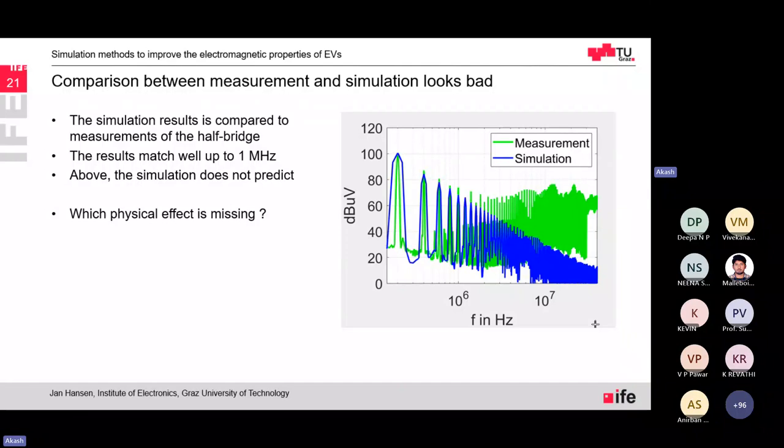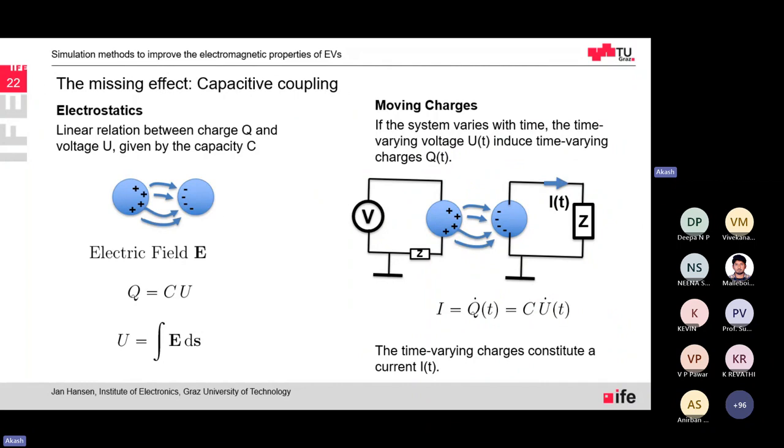What's the reason for this big mistake in our simulation model? Well, you may remember your very fundamental field lectures, electromagnetic lectures, and they tell you that there is a relation like this: Q equals C times U, where C is a capacitance, U is a voltage, and Q is a charge. This is electrostatics. This is not even electrodynamics. And U is the integral of the electromagnetic field.